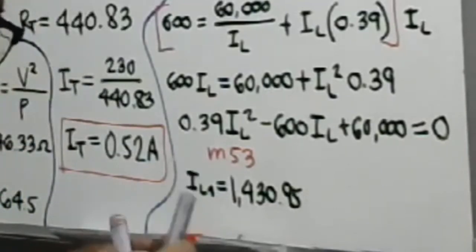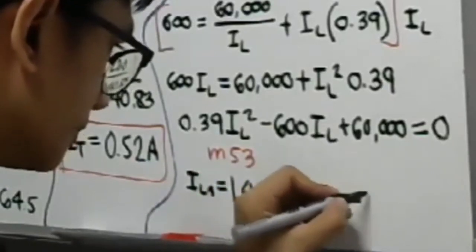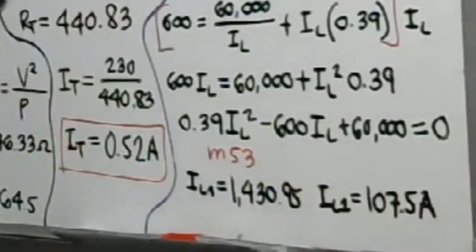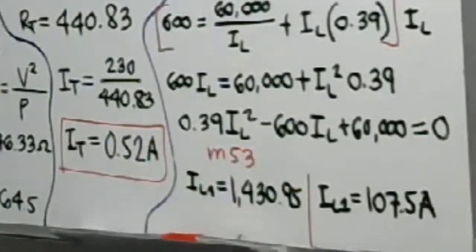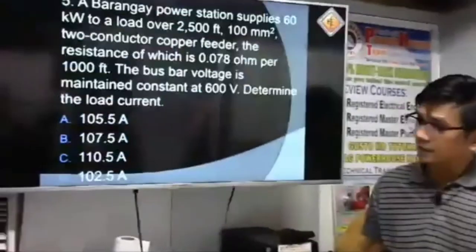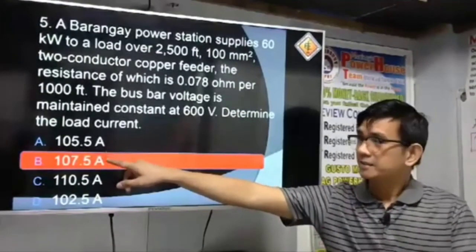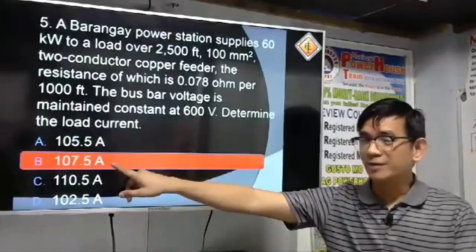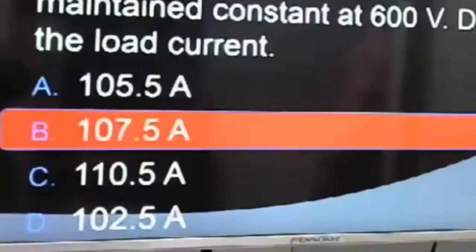So we have IL1 equal to 1430.95 and IL2 equal to 107.5. So we have our answer in our multiple choice. That will be letter B. It's like an FM station in our country, the number one FM station, 107.5. Okay? So that's the value.